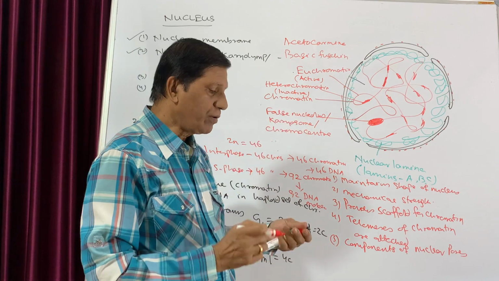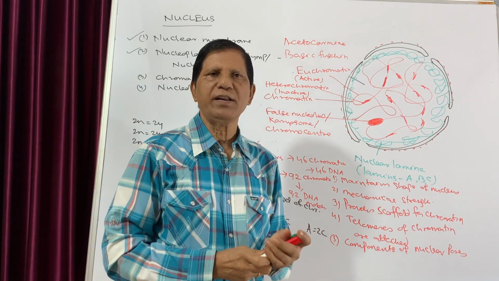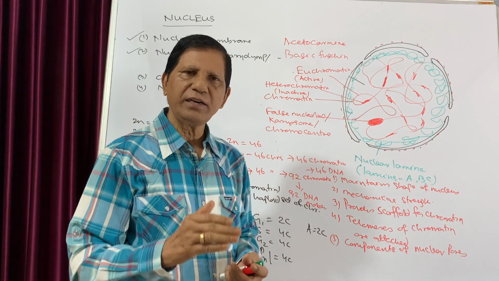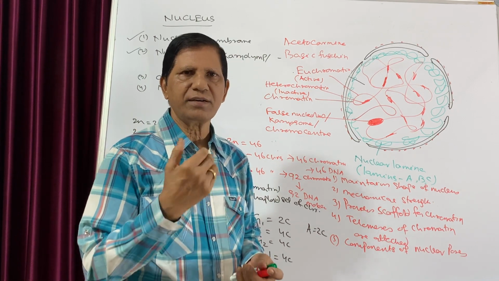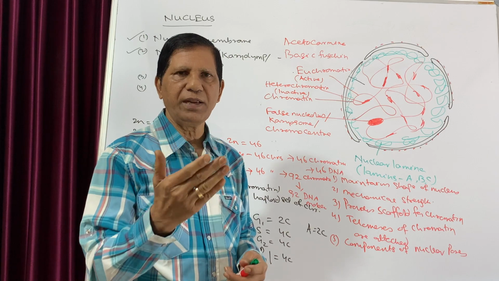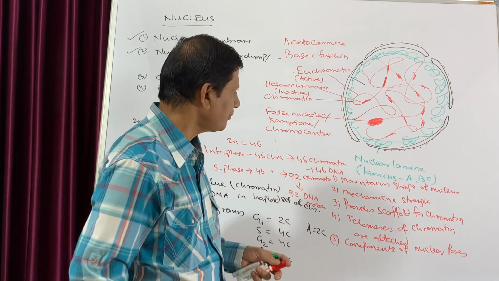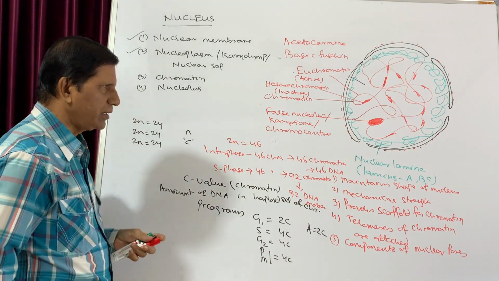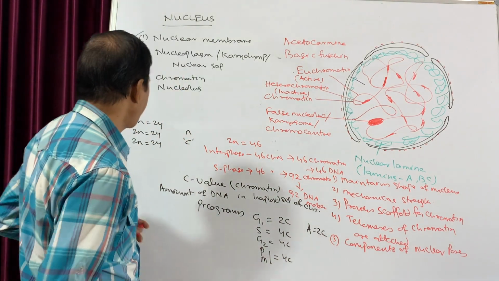So this is about euchromatin and heterochromatin. Euchromatin is genetically active, while heterochromatin is genetically inactive, and it undergoes late replication and late crossing over. So now the chromatin part is over. Now the next part is the nucleolus.